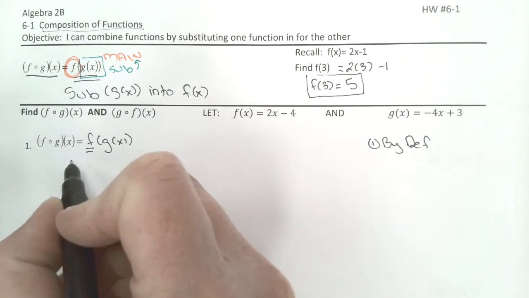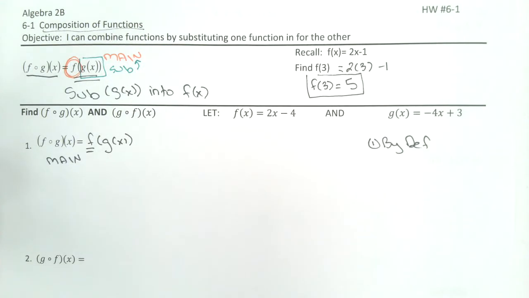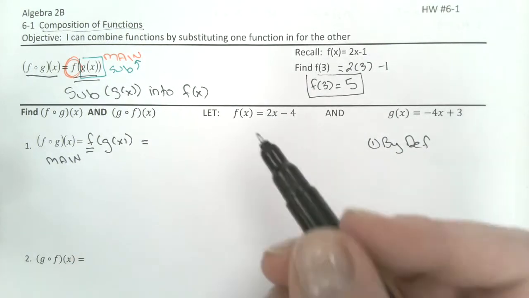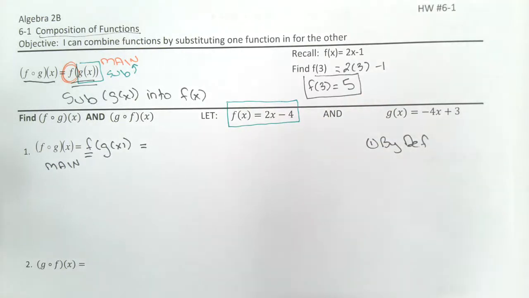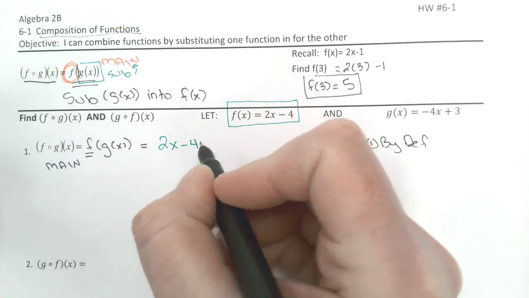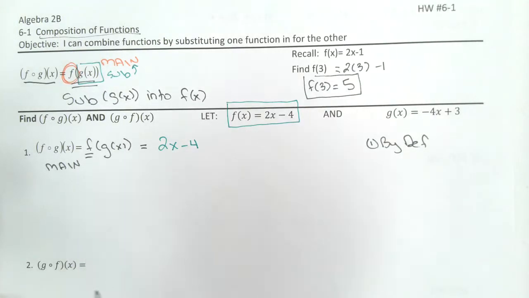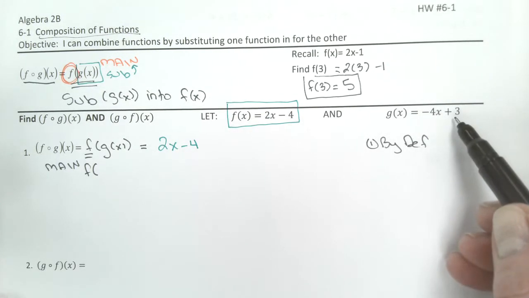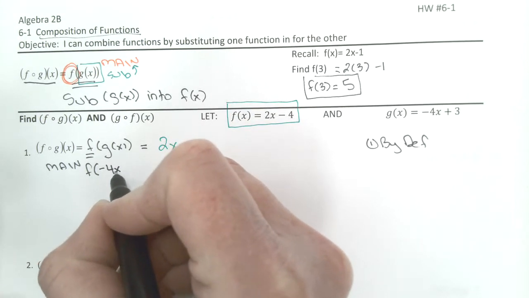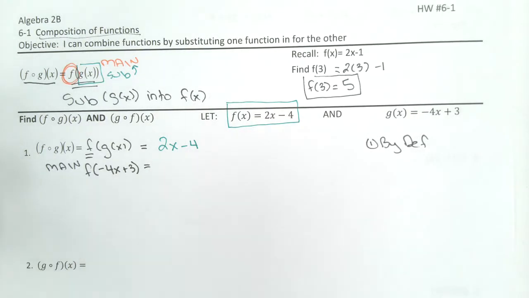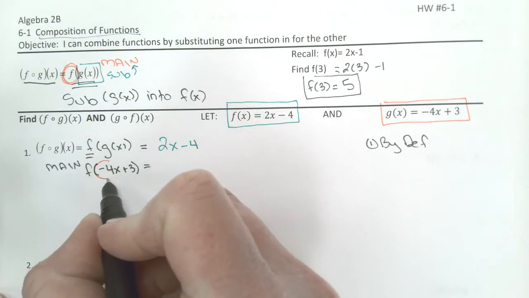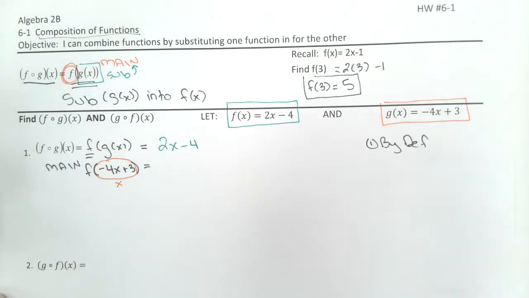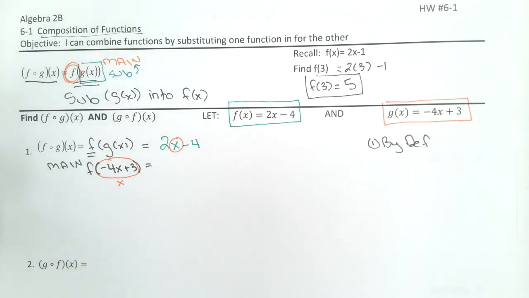Whatever letter comes first, that is your main function. Your f is your main function, which in this case is going to be 2x minus 4. All right, so this says take that f function and I want you to sub g of x into it. So I'm going to write negative 4x plus 3. So we'll make g of x red today. So this is what you're going to sub in place of x into that main equation that you used.